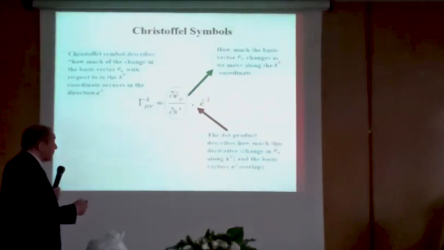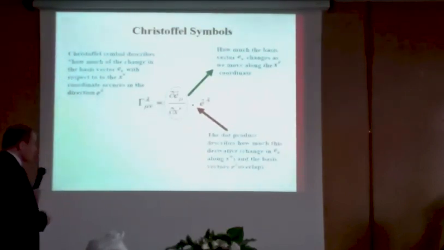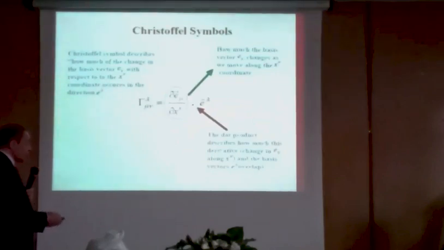In fact, these basis vectors are influenced by the space-time or changes in the space-time manifold. And here I have a dot product. A dot product tells us how much these two vectors are aligned. So in fact, the Christoffel symbol is a measure of how the basis vectors are aligned. This is another, conceptual, definition of the Christoffel symbol.